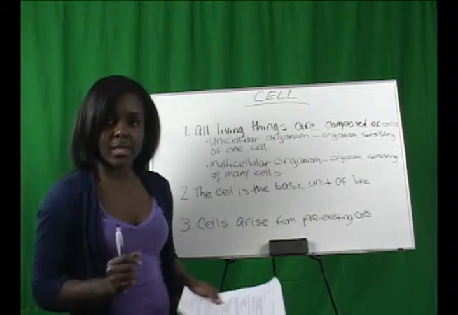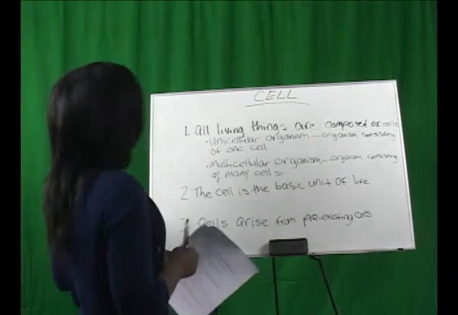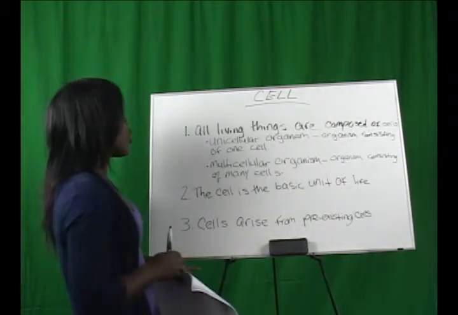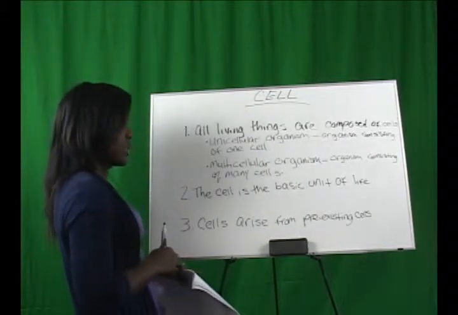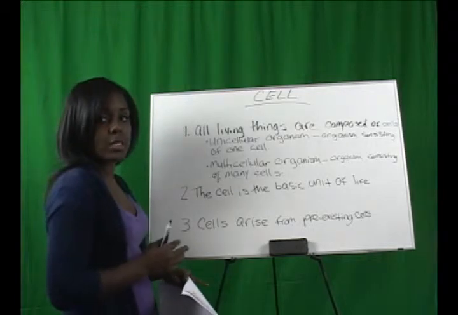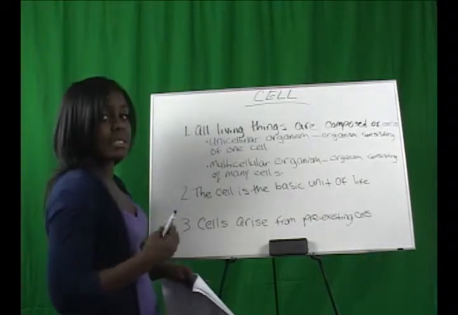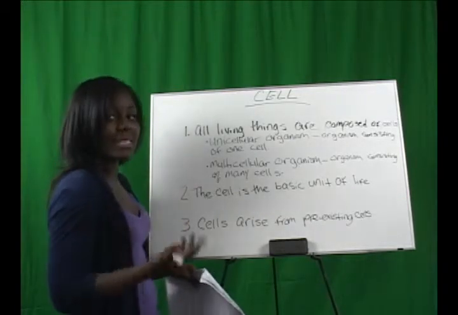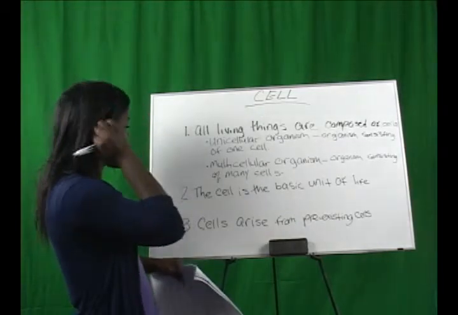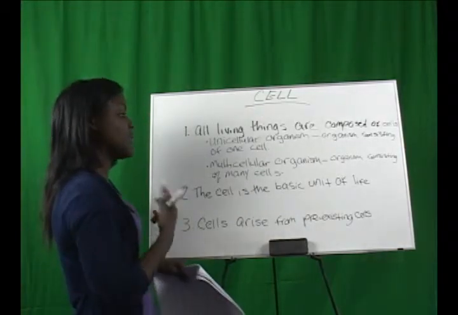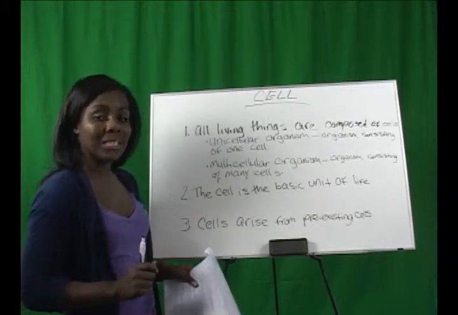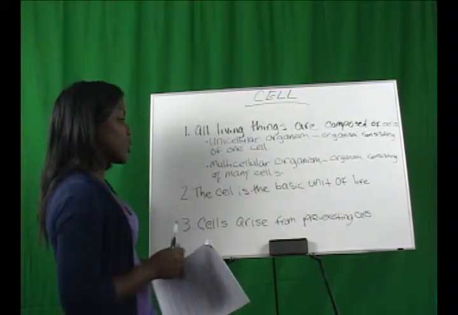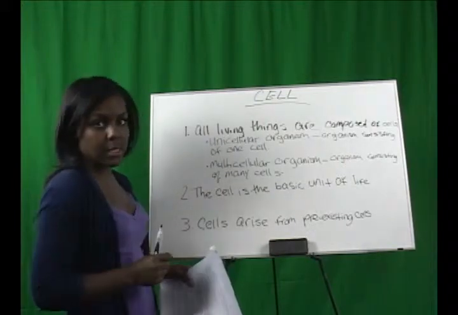Of life, the cell. All living things are composed of cells. We have unicellular organisms and multicellular organisms. The unicellular organisms are organisms consisting of one cell, and the multicellular organisms are organisms consisting of many cells. The cell is the basic unit of all living things, and cells arise from pre-existing cells.